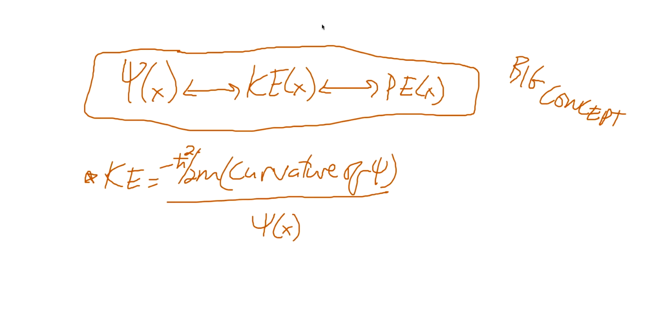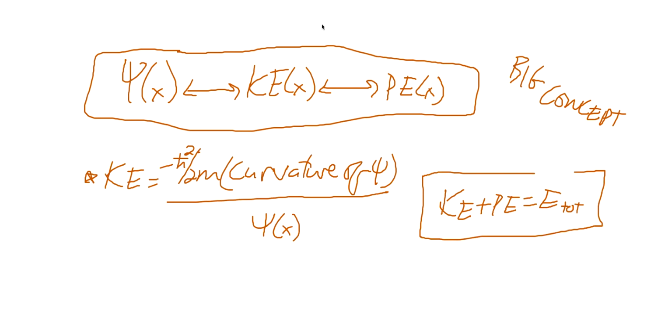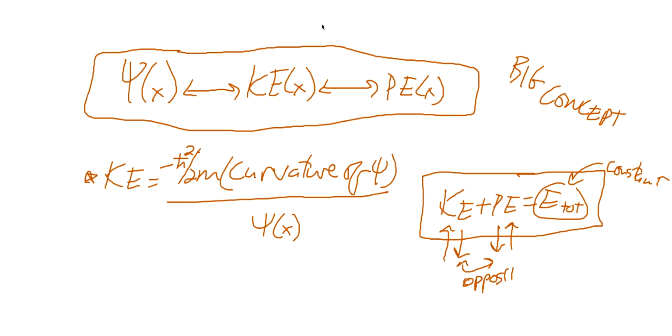Also, kinetic energy plus potential energy, of course, and this is easy, equals total energy. Make that really easy, and this is constant, such that when kinetic energy goes up, potential energy goes down, and when kinetic energy goes down, potential energy goes up. They're opposites. And that's really important too.